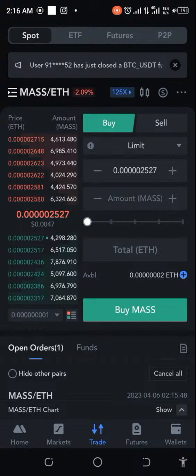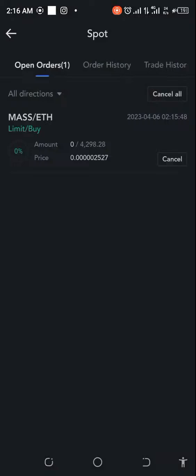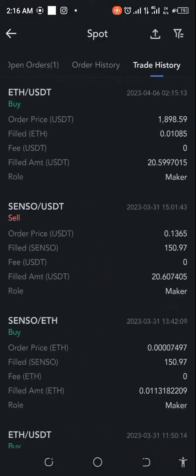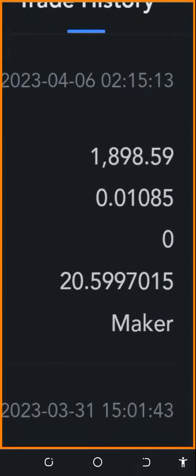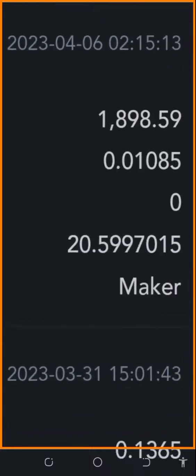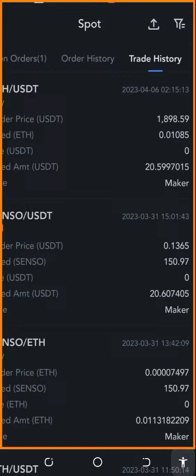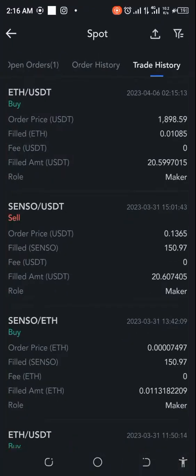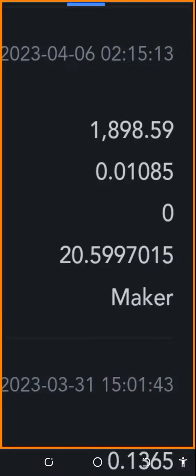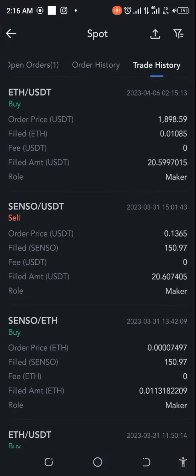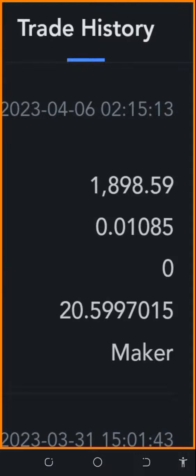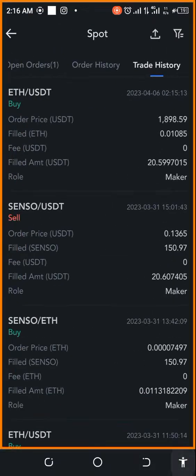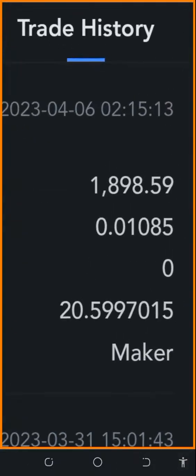Because don't forget, we must always have an escape route. So let's go to the trade history and see how much we bought ETH at, and that's what we're going to use to go ahead with this. So we bought ETH at 1898. Oh, sorry, the order price. Yeah, the order price was 1898.54.